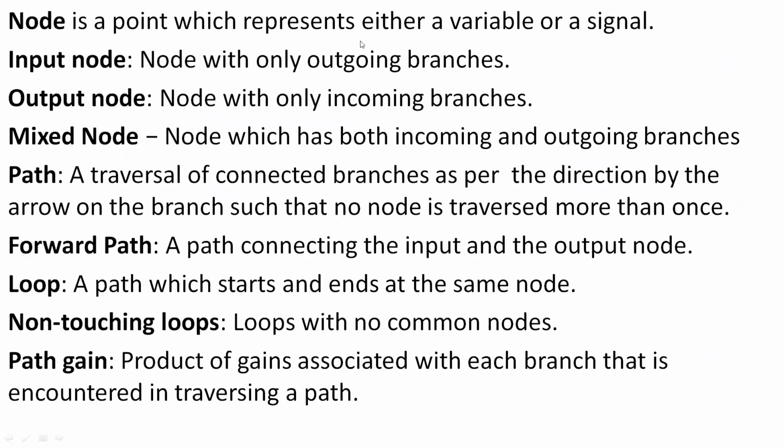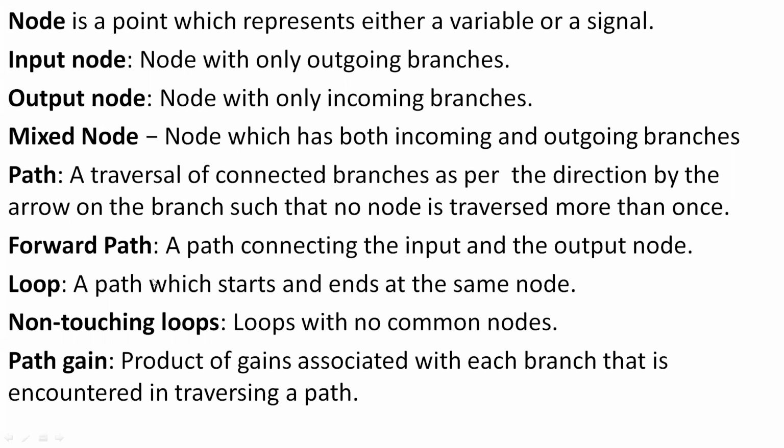Node is a point which represents either a variable or a signal. Input node has only outgoing branches. Output node has only incoming branches. Mixed node is the one which has both incoming and outgoing branches. Path means a traversal of connected branches as per the direction of the arrow on the branch, such that no node is traversed more than once.